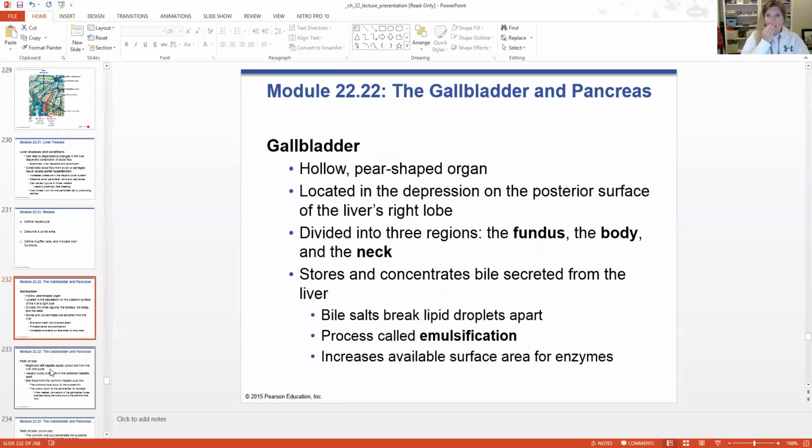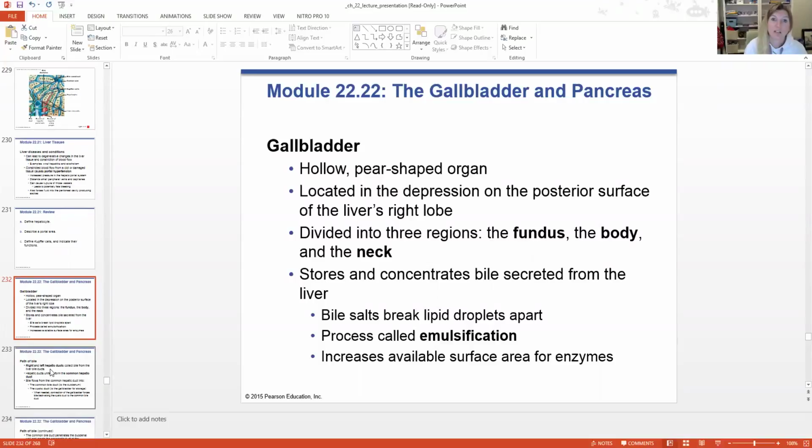And the gallbladder is closely associated with the liver, right? It's just located on that posterior side of the right lobe of the liver. It has three regions, a fundus. Whenever you see that word fundus, just like on the stomach, it is this kind of extended upper portion. Then there's the body and the neck. So it's kind of like an upside down pear almost.